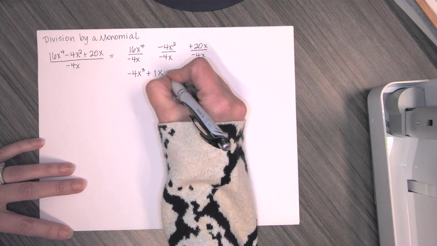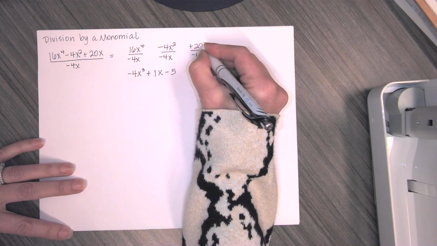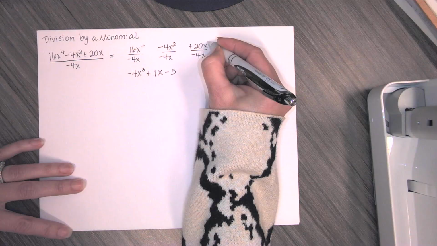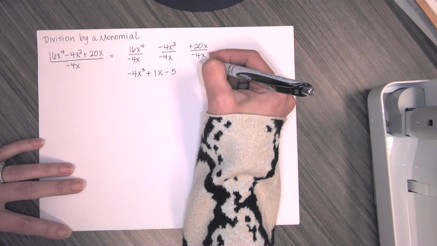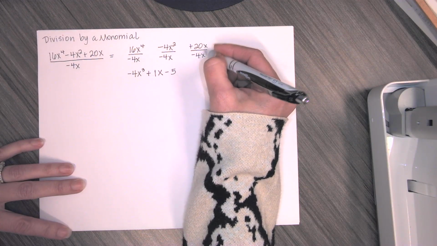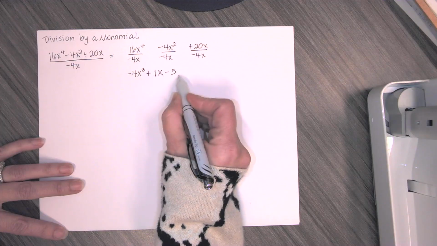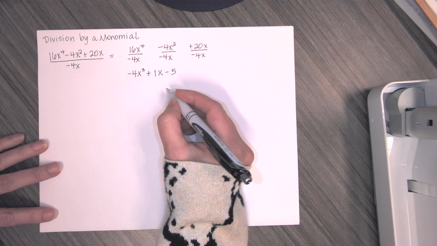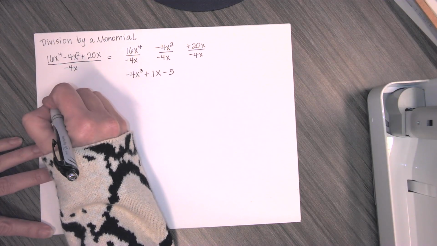20 divided by negative 4 is negative 5. And these x's go away because 1 minus 1 is 0. So we don't have any x's left here. So this is our final answer. All right, let's try another one.